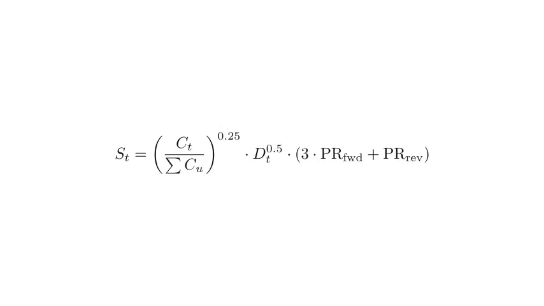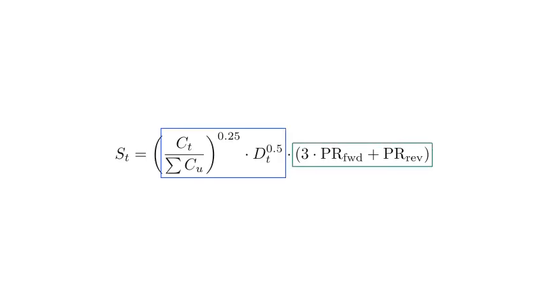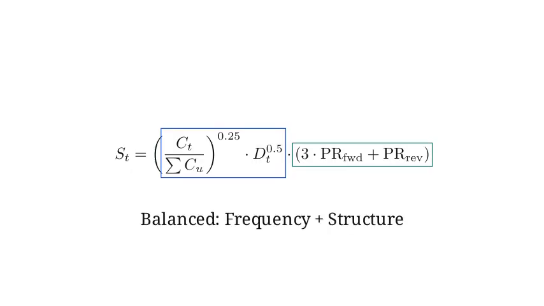These factors are combined into a single formula, where the entity count and depth are given lower exponential weights for stability, while the PageRank scores are combined with a 3-to-1 weighting. This balanced approach ensures we don't just keep the most common types, but also the most structurally significant ones.